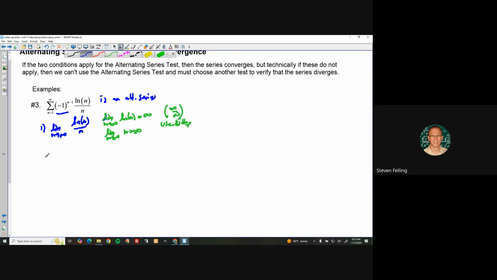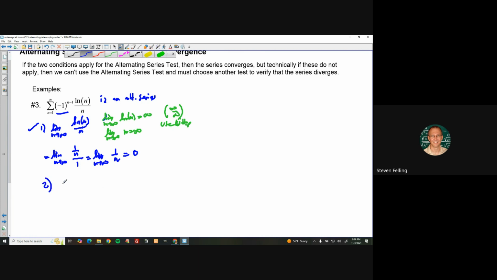That makes this equal to the limit as n approaches infinity of the derivative, which is 1 over n, and the derivative there is 1. So that is the limit as n approaches infinity of 1 over n, which is 0. So that means the first criteria is met for the alternating series test.